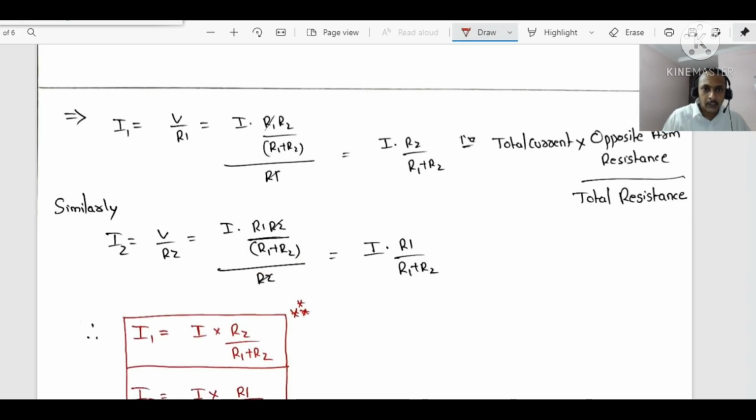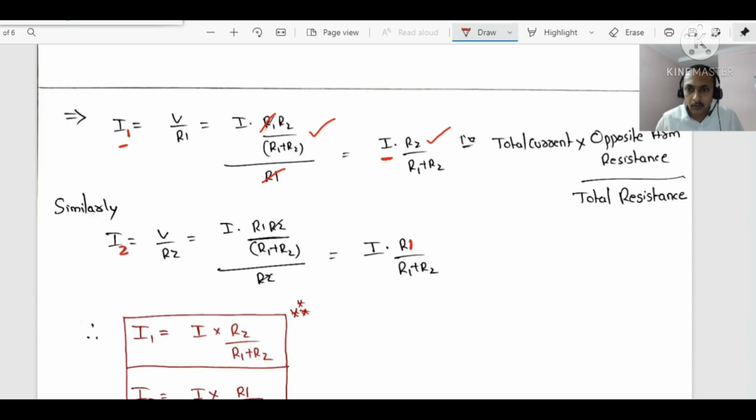Now what will be the value of I1? From Ohm's law, V divided by R1. V we have just found out as I into R equivalent, whole divided by R1. R1 cancelled. So if I want I1, it is simply total current I into opposite arm resistance. This is important. This is where most of the students are going to commit the mistake. For the voltage division rule, same arm resistance. For the current division rule, if you are finding I1, then here it should be R2. If you are finding I2, then you have to take opposite arm resistance, R1.